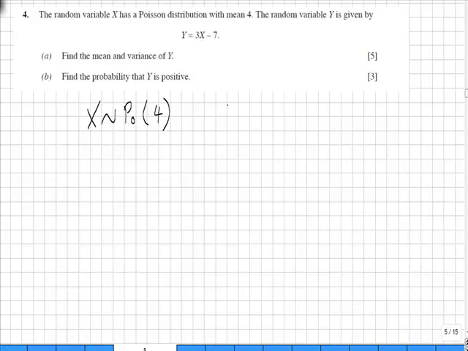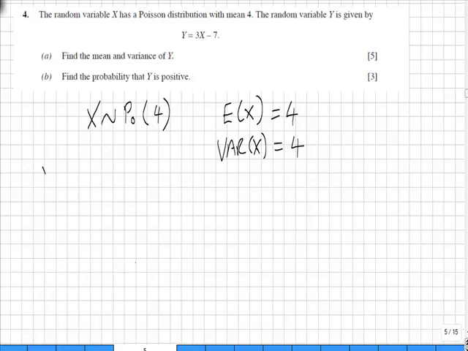Before we do this, we need to write down what the expected value of x is. And for Poisson, we know it's given in terms of the mean, so the expected value of x is 4. Something else that we know about a Poisson distribution is the variance of x is also equal to the expected value. So we know the variance of x is also 4.